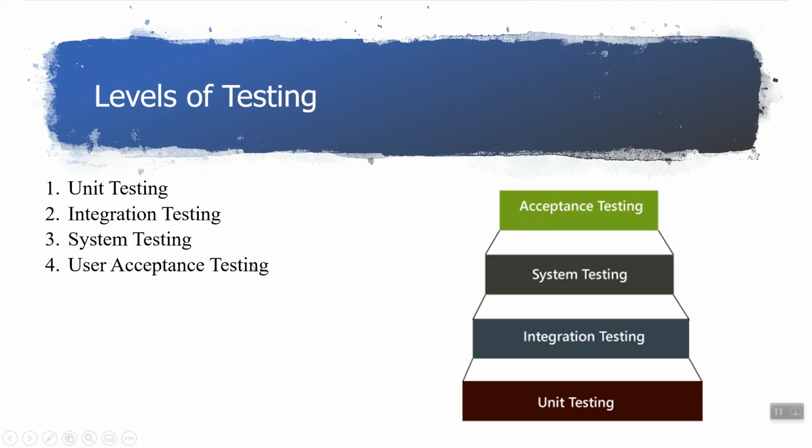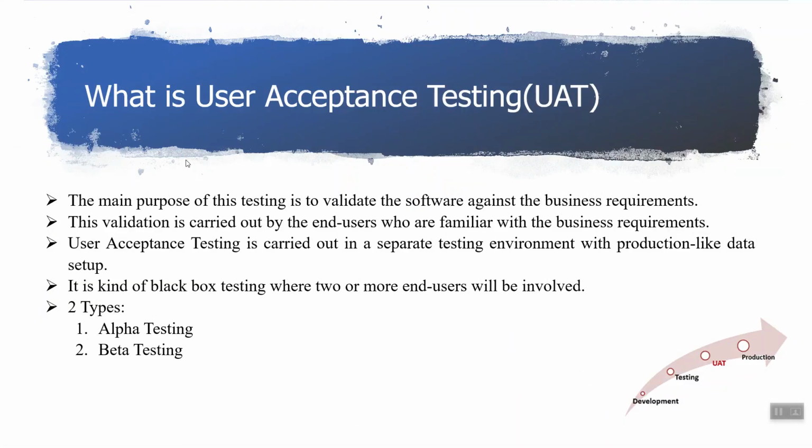For user acceptance testing, we also call it UAT testing. So, starting with what is user acceptance testing, which is UAT testing. The main purpose of this testing is to validate the software against the business requirements. This validation is carried out by the end users who are familiar with the business requirements. User acceptance testing is carried out in a separate testing environment with a production-like setup. It is a kind of black box testing where two or more end users will be involved.